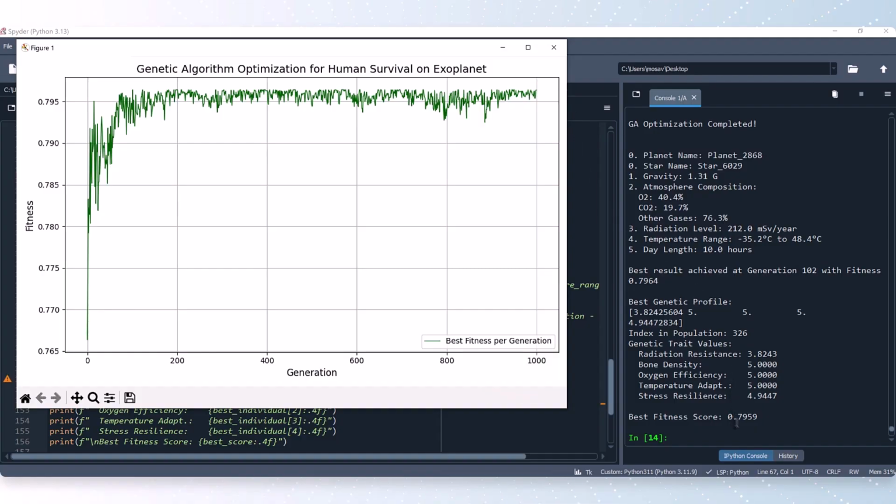Okay, this time we achieved something around 0.8, which shows a lot more oxygen, less carbon dioxide, and we have other gases. The gravity is close to Earth's gravity, a little bit heavier. Gravitational force, actually, a little bit more force. Radiation level is lower, and the temperature range is good, like -35 to 48, but day length is 10. Also, we have a lot of mutation, except the first one. So basically, the bioorganism living on this planet has a high chance of survivability and living.